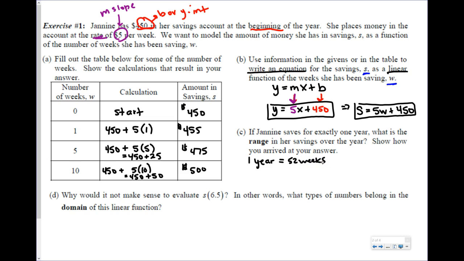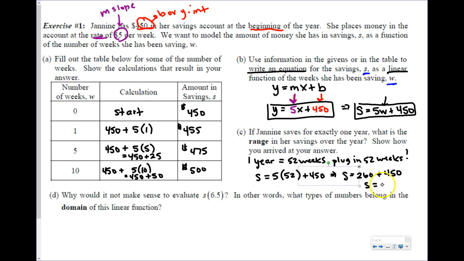So now that I know that there's 52 weeks in a year, I'm going to just plug in 52 weeks into my formula, into my equation. So I'm going to have S equals 5 times 52, because I'm plugging in for W up here, plus 450. This is going to give me S equals 260 plus 450, so her total savings will be 710. Okay?